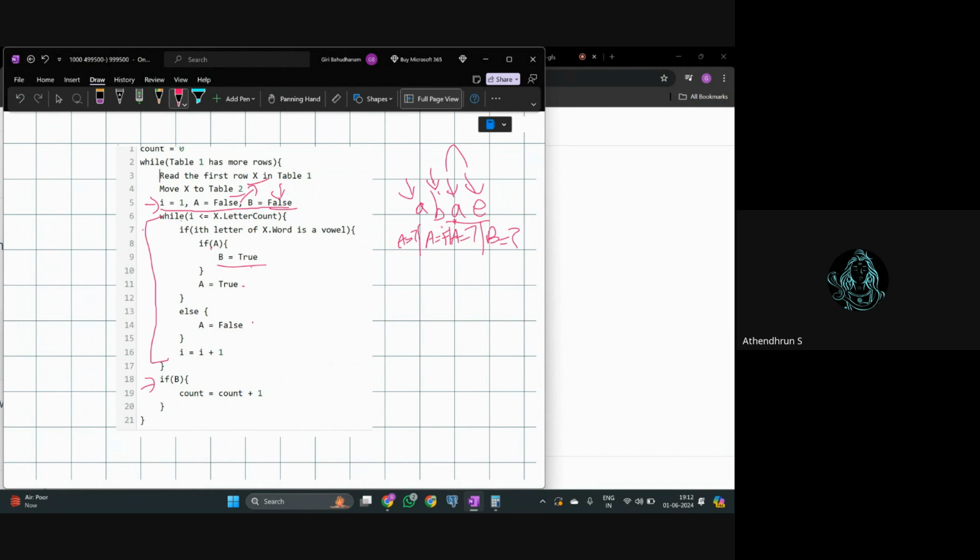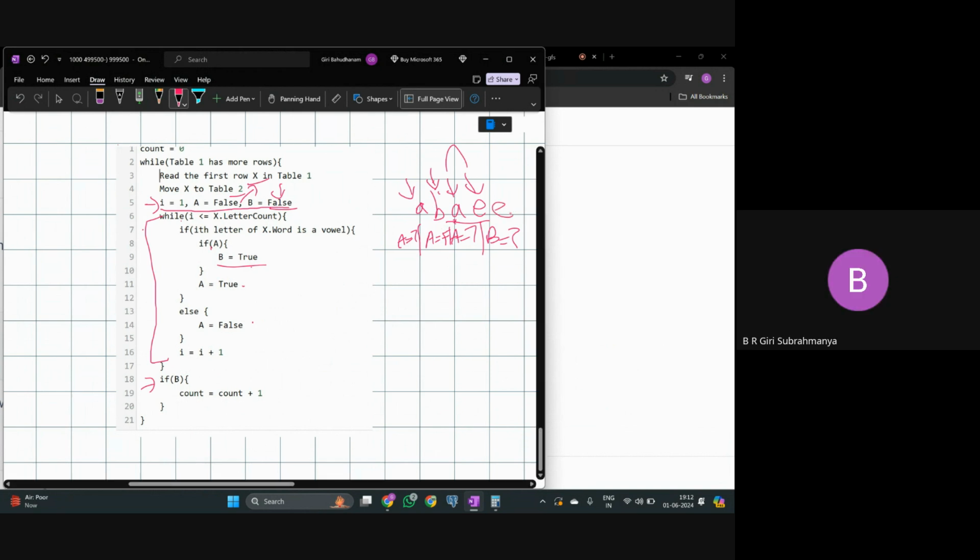Now, if the next letter is also a vowel, again A is true, so again B will become true. B is reassigned to true, but B is never assigned to false after that. You can reassign B to true, but you cannot assign B to false. That is, once B became true, right?